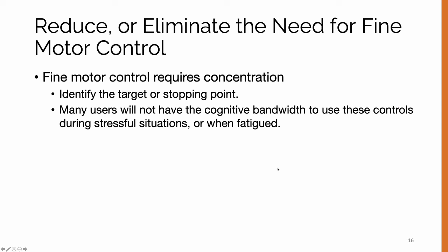I think it's important to remember that fine motor control tends to require a lot of concentration. So it's particularly difficult to identify the target when you're trying to dial something in, or the stopping point if you're trying to get things just right. And lots of times people are not going to have the bandwidth if they're stressed out at that time or when they're fatigued. So this design of the control is really important. You need to think about the kind of state in which people are going to be using that control when you're doing the design.